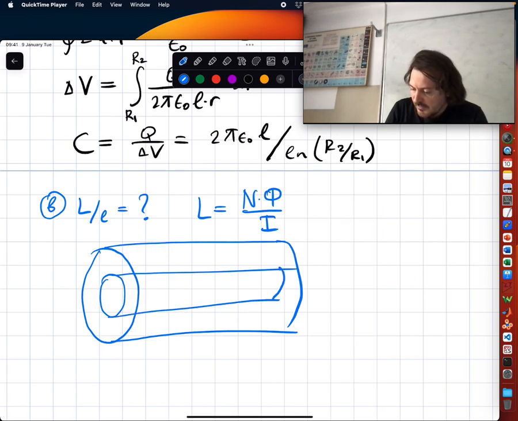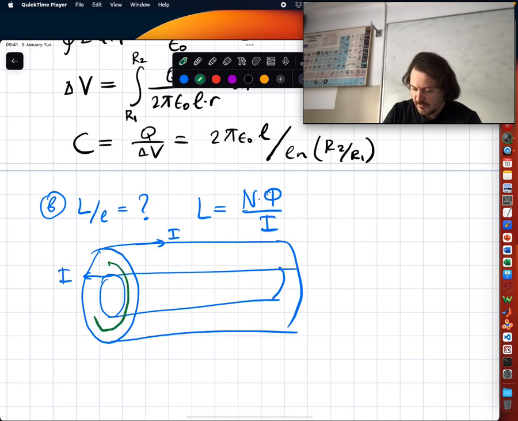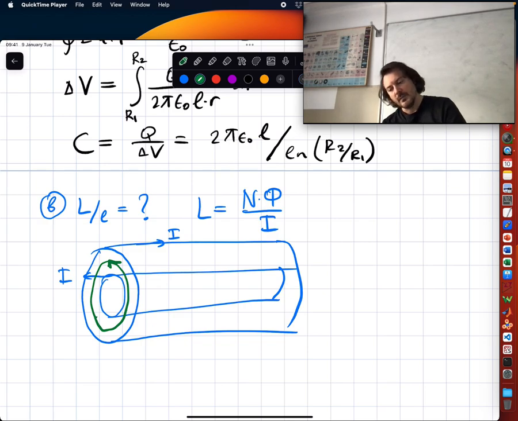Let's say there is current I coming out of here and I going in here. That's the way we think about it, and it's going to create a flux inside this, okay, and we need to integrate that flux.